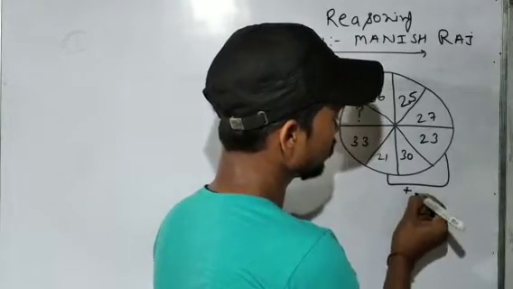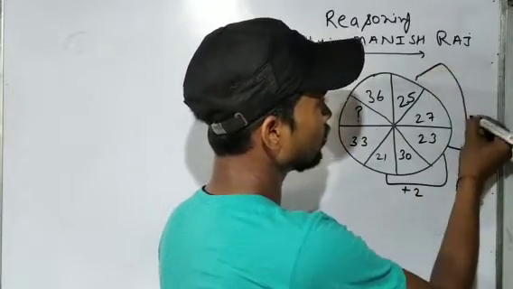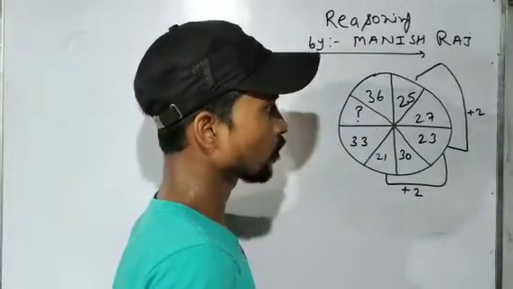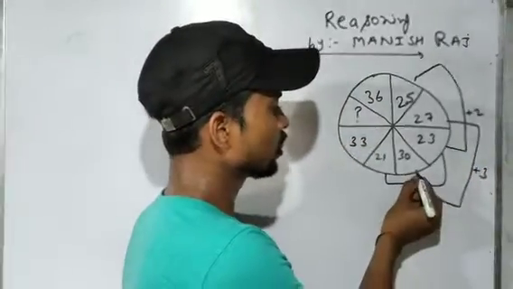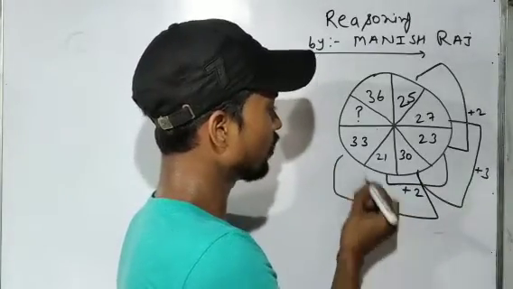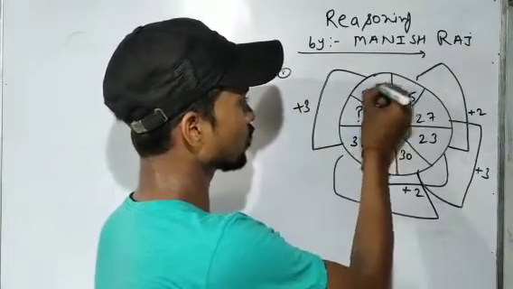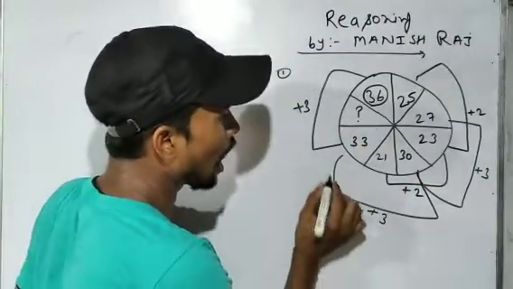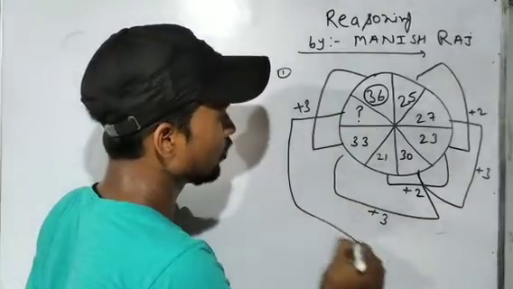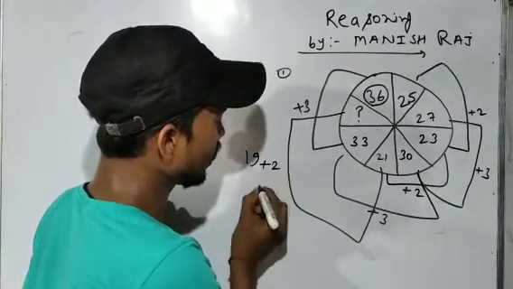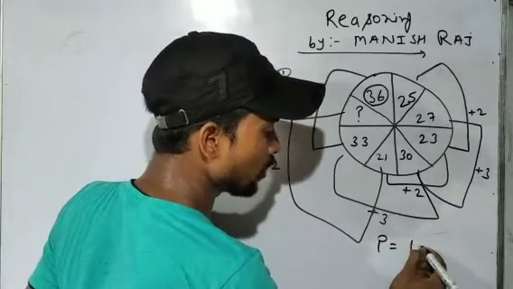When 21 is added plus 2, we get 23, and 23 plus 2 gives 25. Then 27 plus 3 gives 30, 30 plus 3 gives 33, and 33 plus 3 gives 36. Then, to get 21, 2 is added: 19 plus 2 gives 21. So the blank box where the question mark is, the answer will be 19.